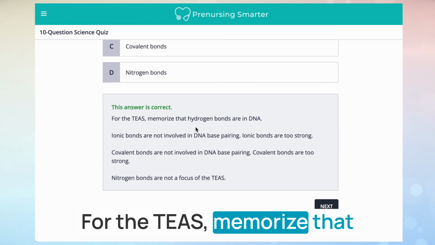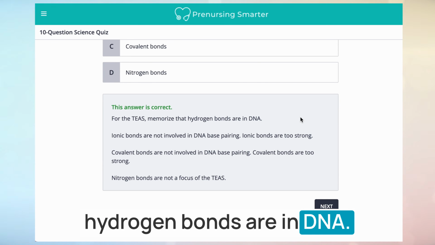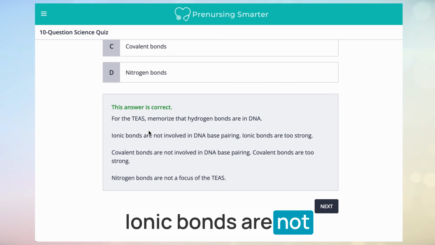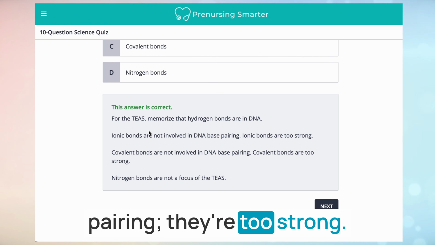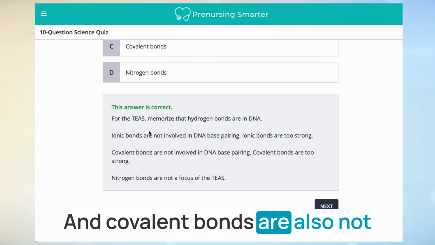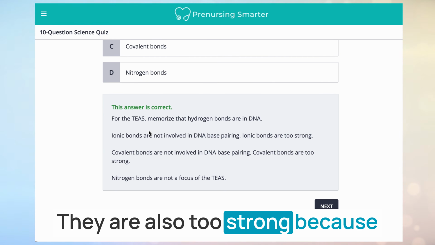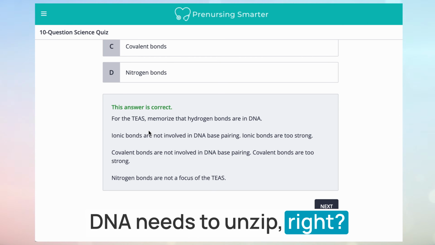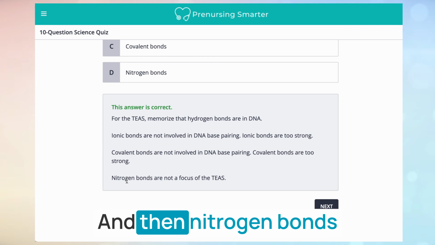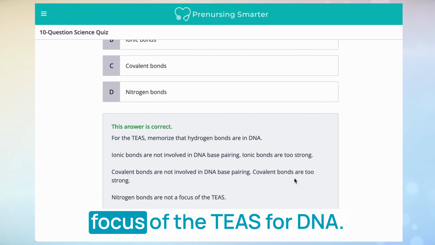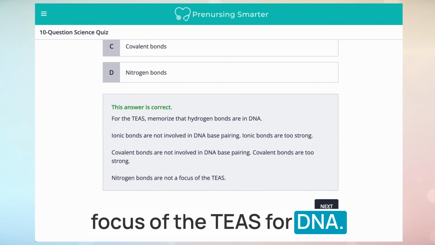For the TEAS, memorize that hydrogen bonds are in DNA. Ionic bonds are not involved in DNA base pairing. They're too strong. And covalent bonds are also not involved in DNA base pairing. They are also too strong because DNA needs to unzip, right, for replication. And then nitrogen bonds are not necessarily a focus of the TEAS for DNA.